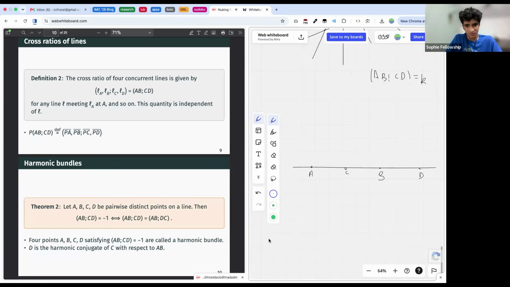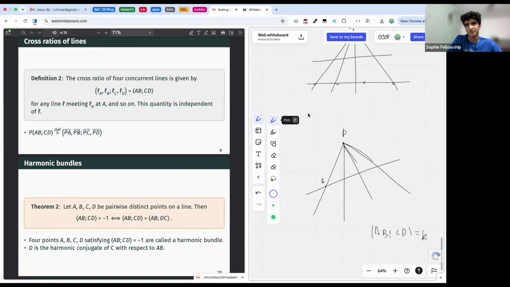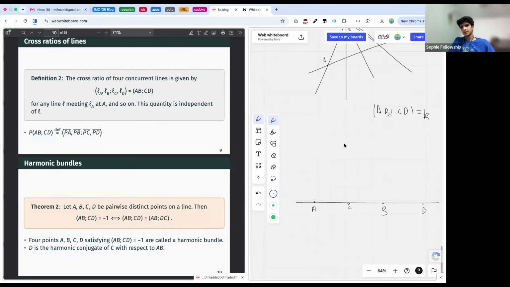Any ideas, proofs, whatever? Can you repeat the pencil part? Okay. A line is defined as a bunch of points that are collinear. A pencil is defined as a bunch of lines that are concurrent. So if you say this is a line L, we say that this is the pencil at P. By pencil at P, we just mean the set of lines that pass through P. It's very simple.